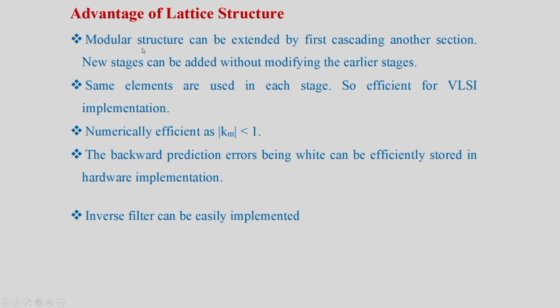The lattice structure has several advantages. It is a modular structure. It can be extended by cascading another section. New stages can be added without modifying the earlier stages. Same elements are used in each stage, that is multiplier and summer. So, efficient for VLSI implementation. It is numerically efficient because this Km coefficient, the reflection coefficient magnitude, is always less than 1. Therefore, quantization error will be less here. The backward prediction errors being white can be efficiently stored in hardware implementation, and the inverse filter can also easily be implemented. These are some advantages of this lattice realization.